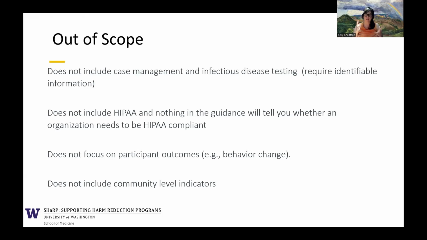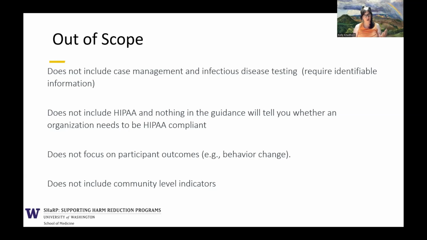So just a quick mention of what's not in scope in this. The indicators don't include case management or infectious disease testing, because both require identifiable information, like first and last name, contact information, birth date. And ideally, SSP services are anonymous, and most case management and infectious disease testing are confidential and not anonymous. We recommend that case management or infectious disease testing data is documented separately from SSP services so that SSP services can remain anonymous. And as I mentioned, all of the indicators we recommend can be collected anonymously.